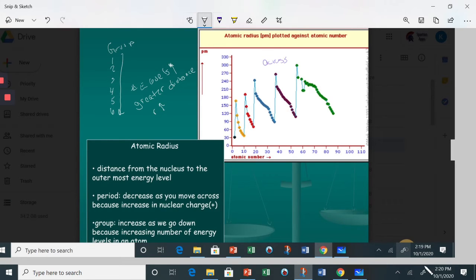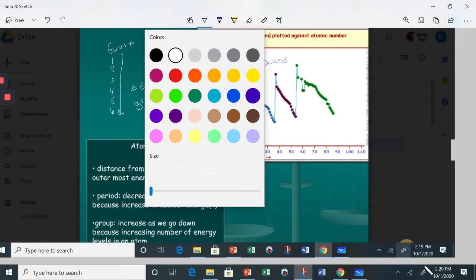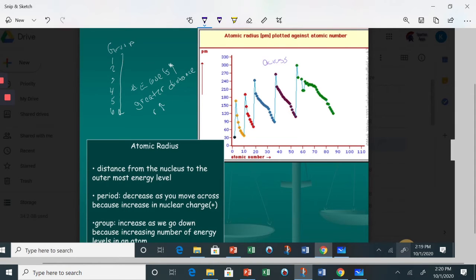What is difficult for people to describe and explain is going across a row. As you go across a row, so you're going this way, your radius goes down. And the reason has to do with more coulombic attraction, greater effective nuclear charge.